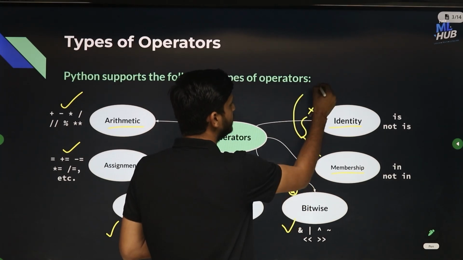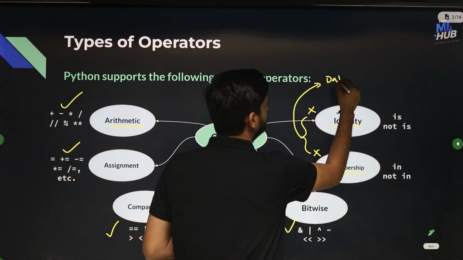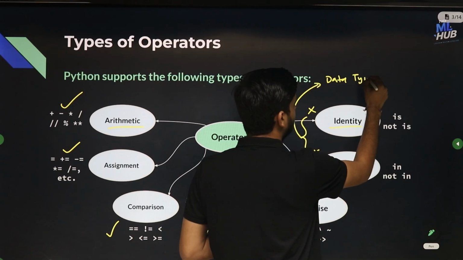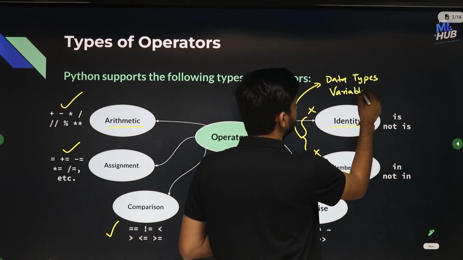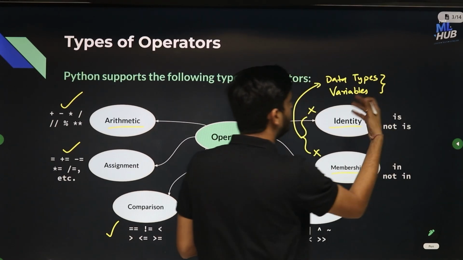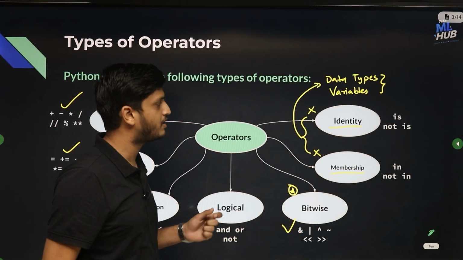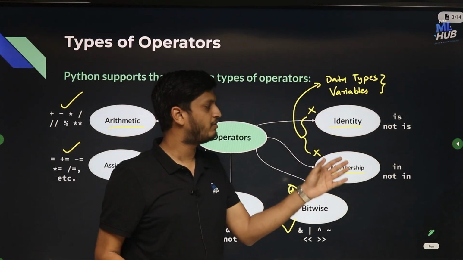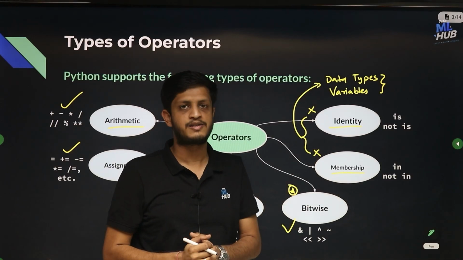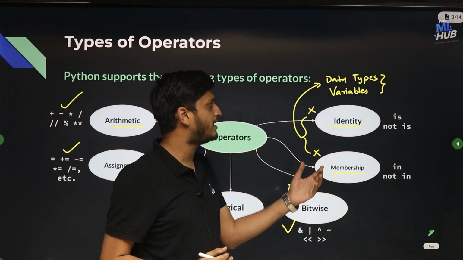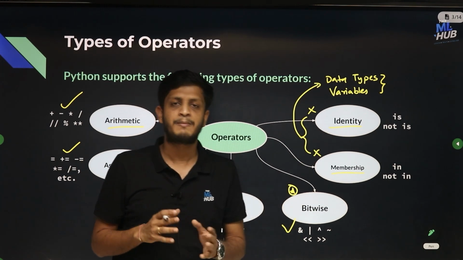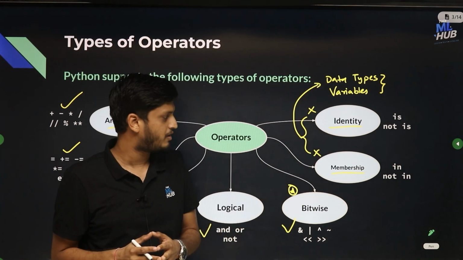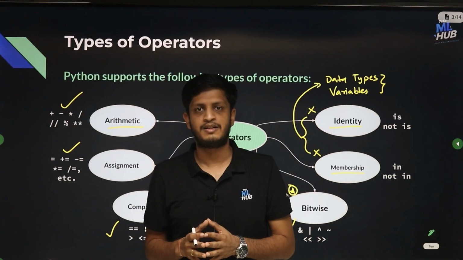These two operators we will see after the data type lecture. We will see two lectures first, the data types and the variables lecture. Only after these two lectures will we be able to understand the identity operator and membership operator, because you need some more understanding of data types and variables. We will cover them in the next set of lectures. Okay, so these are all the operators in Python.